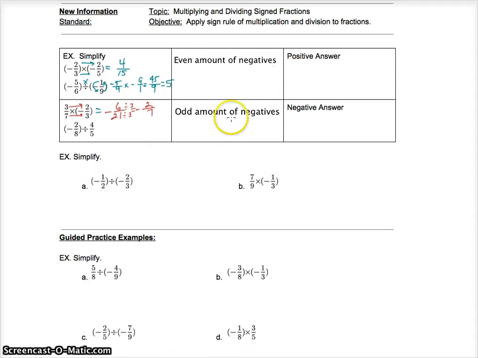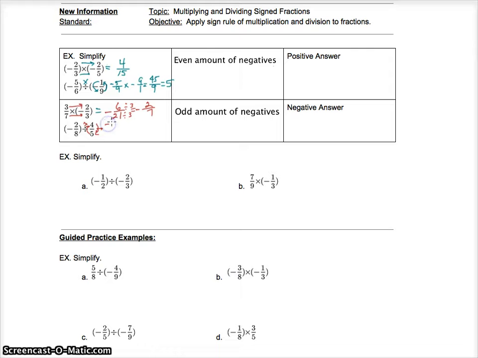And for the bottom, I have division, and the same holds true. An odd amount of negatives creates a negative answer. So here I have one negative. 1 is an odd number. I need to change this to multiplying by the reciprocal, because it's division, we don't divide fractions, we multiply by the reciprocal.